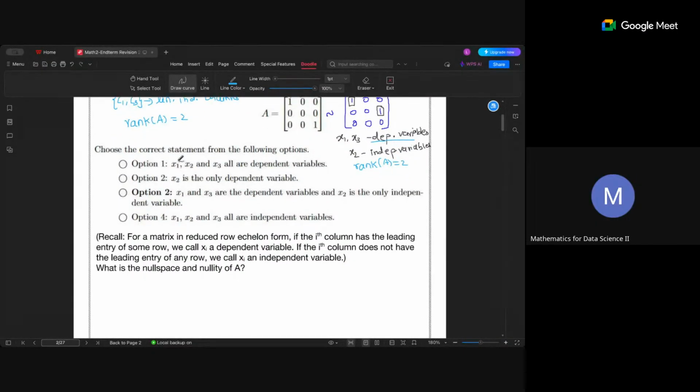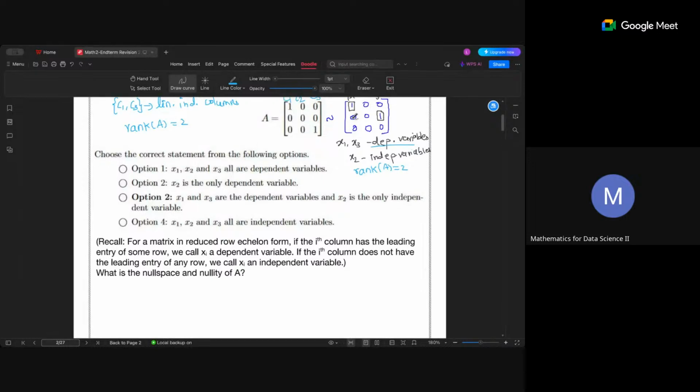Now here, choose the correct statement from the following options. Already we have checked that this is not the correct option. Option 3: x1 and x3 are the dependent variables and x2 is the only independent variable, right? So this other one is also incorrect. So this is the correct option.